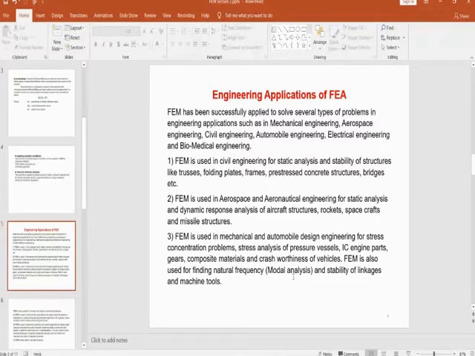In civil engineering, FEM is used for static analysis and stability of structures, like beams, columns, and trusses. Trusses means what? Trusses are large members which are used in large workshops. In our workshop building, I think you might have seen at the rooftops the big pipe structures. Those pipe structures, over which the sheets are laid, are called trusses.